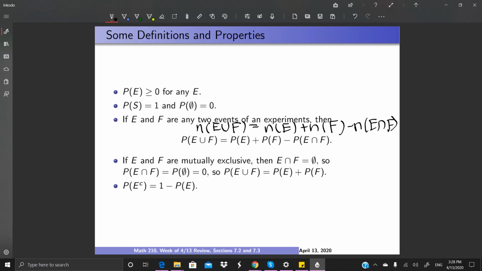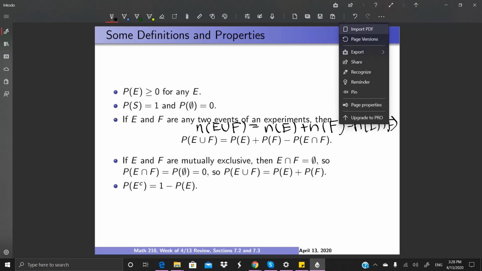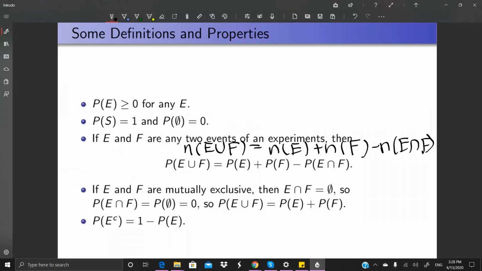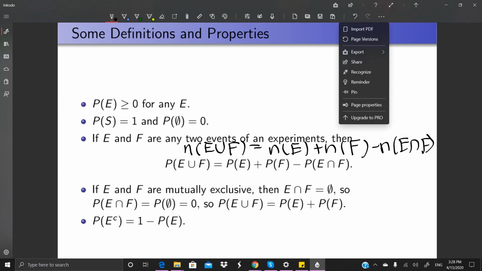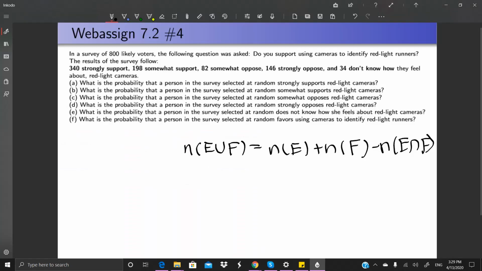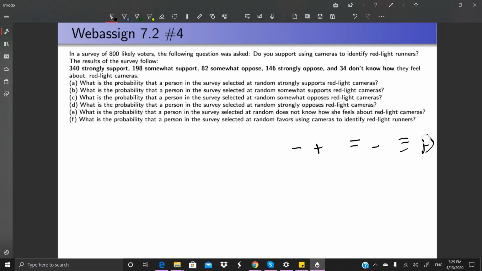All right, so now that we've seen a few of the definitions and properties, it's time we go to our first example here. So let's erase this. Okay, so we're looking at a survey, and a good number of the probability questions we see on WebAssign are about taking surveys. So we have 800 likely voters, and they're asked about how they feel about the use of red light cameras.